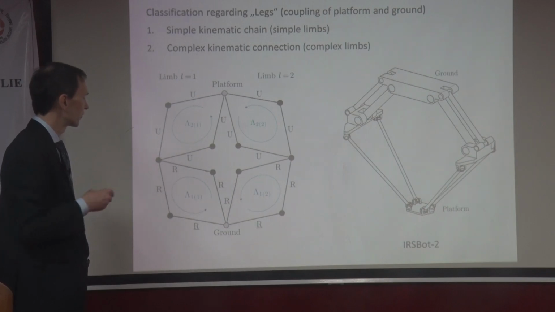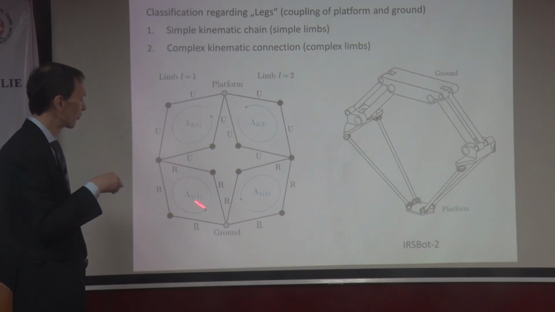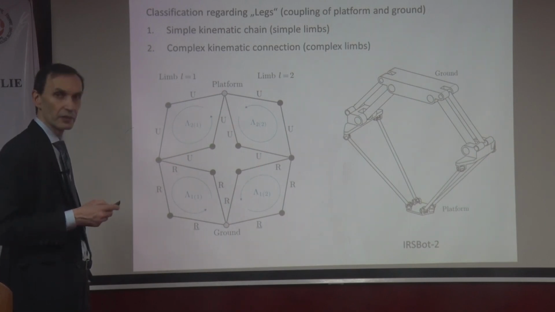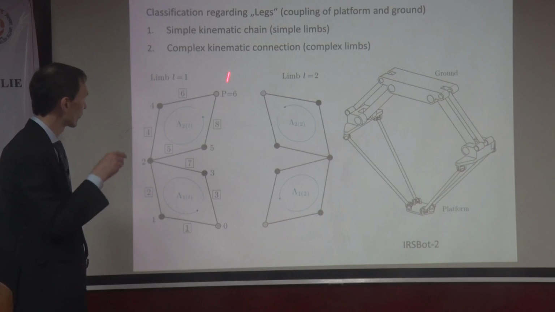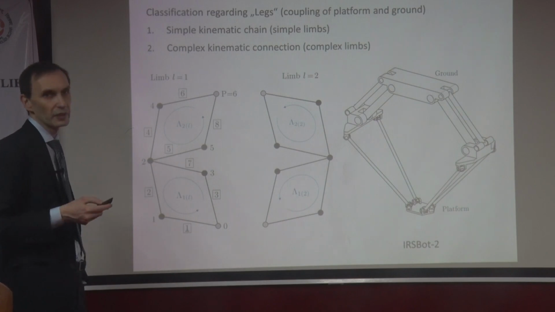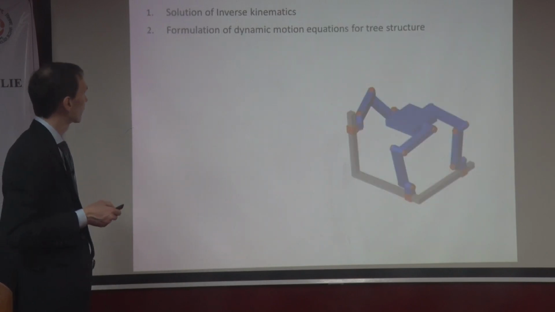And what you have here is, of course, this topological graph. You see immediately that we now have 4 kinematic loops in the whole topological graph. But if you split it into the respective limbs, that one and that one, each of them has 1 loop, right? So it makes it even more complicated.